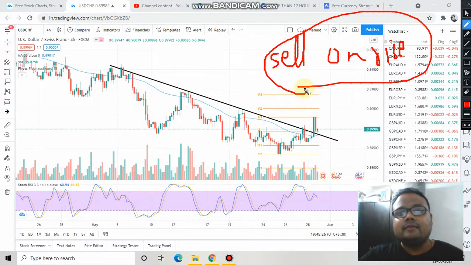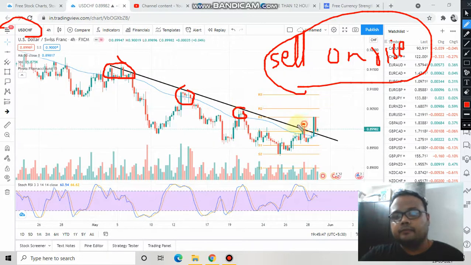So sell on rise market is whenever market will be going up, hit the resistance. If market reverses from the resistance, short the market. So we got plenty of opportunities and we also made good profit from this USDCHF. Because the market was going up, it was getting resistance and we shorted the market.